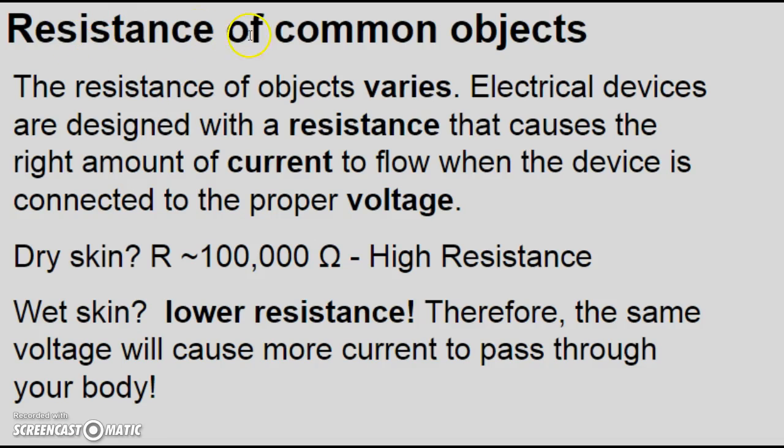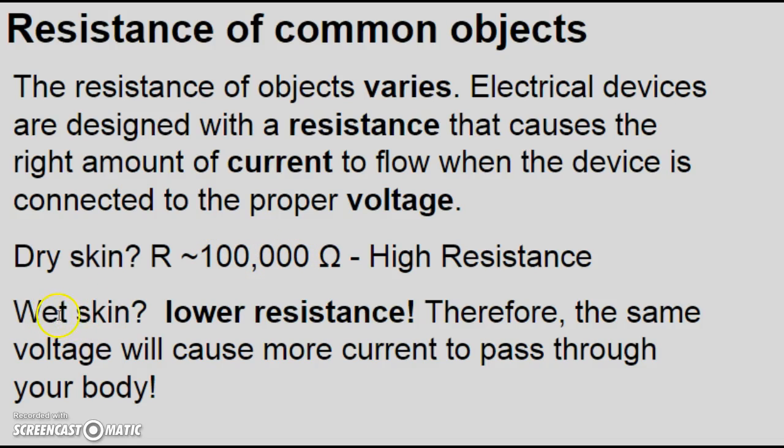And last but not least, some resistance of common objects. The resistance of objects varies. Electrical devices are designed with a resistance that causes the right amount, a very specific amount of current to flow when the device is connected to the proper voltage. So let's look at skin for a second. Dry skin has a resistance value of about 100,000 ohms. That's a very high resistance. That's good because it decreases the amount of current that could potentially flow through a human body.